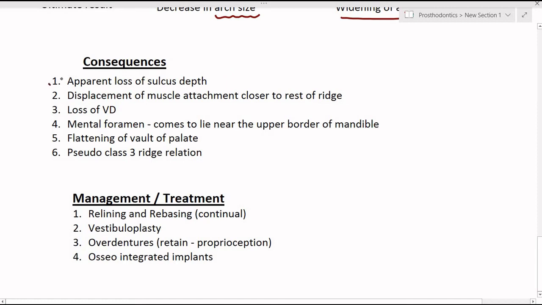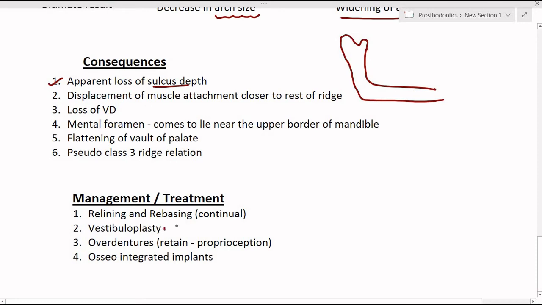First, there is an apparent loss of sulcus depth. Now we know what a sulcus is. I think I'll discuss the consequences and management together so it's easier to understand. Because there is a loss of sulcus depth, what can we do to manage it?